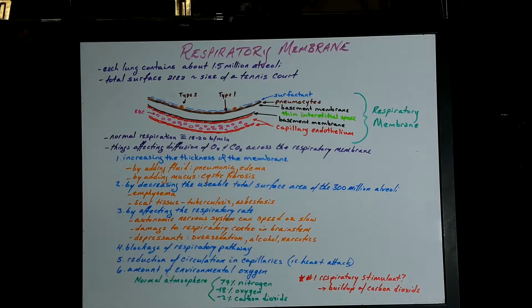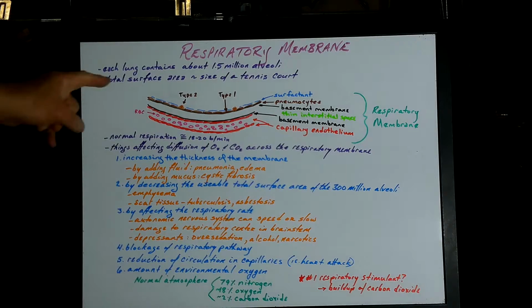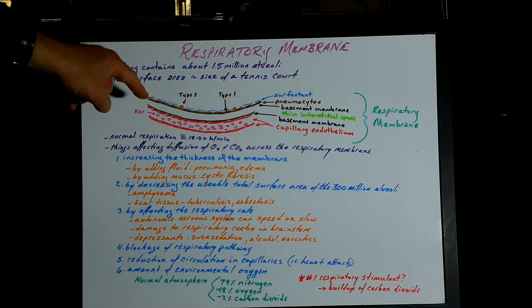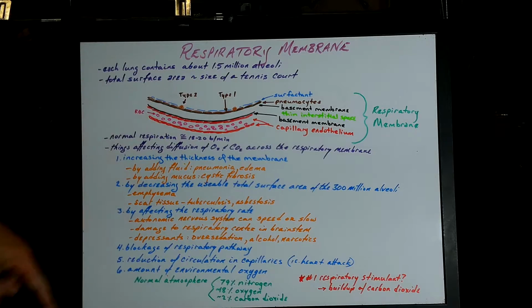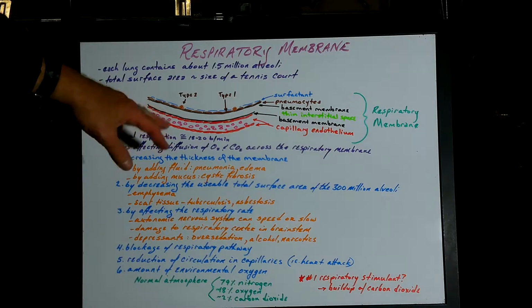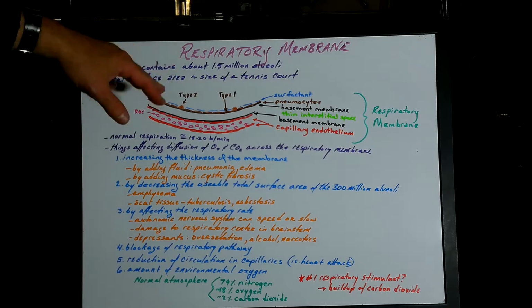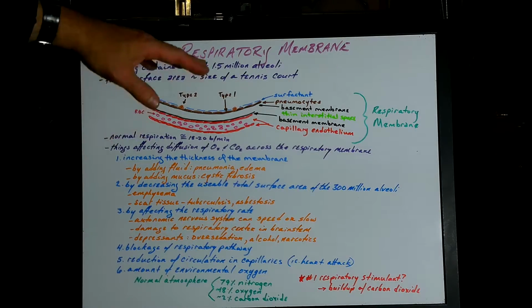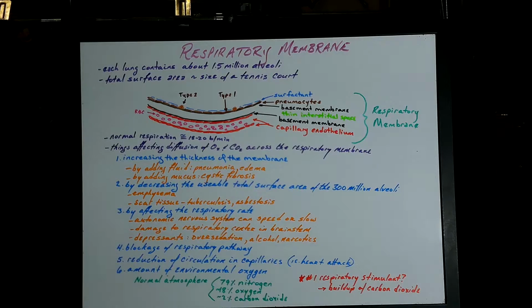Reduction of circulation in the capillaries, since what's moving these things around anyway is your heart. The heart's pumping and causing these red blood cells to flow. When you have a heart attack, there's no pump working anymore. And so these red blood cells just begin to fall out of solution. You're not moving things through the respiratory membrane, and so you tend to start retaining a lot of carbon dioxide because you're not getting the movement that you normally would.